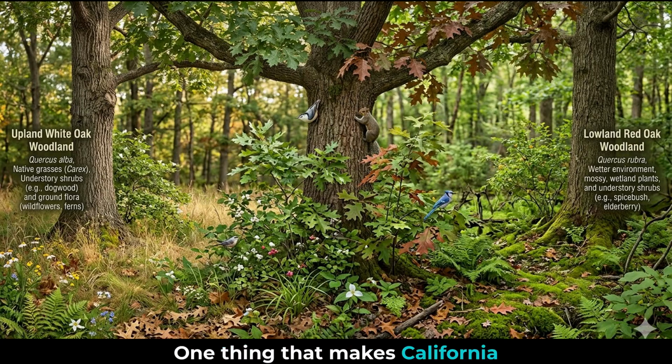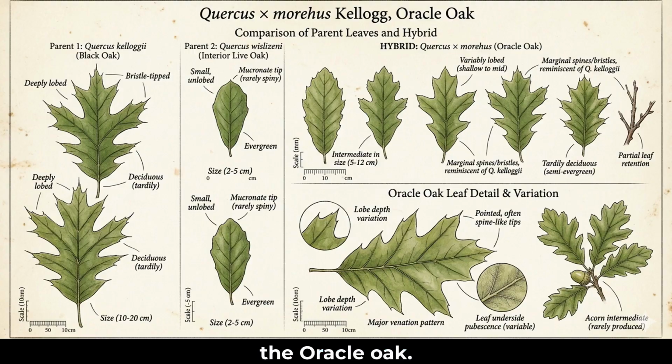One thing that makes California oaks particularly interesting is how often hybridization occurs. Because multiple species overlap geographically, they naturally exchange genes with one another. This creates intermediate forms that may contain characteristics from both parent species. One famous example is the oracle oak. The oracle oak is a naturally occurring hybrid between California black oak and interior live oak. Botanists originally believed it was its own distinct species because it displayed characteristics that didn't perfectly match either parent tree. Later, research showed it was actually a hybrid.